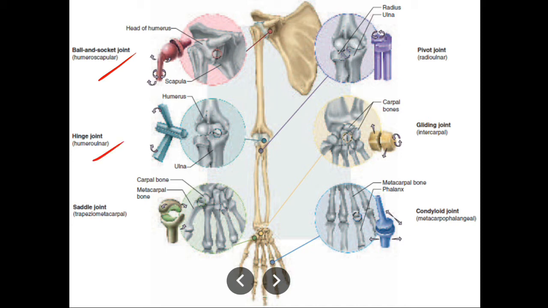We have here the saddle joint. Here we go to the example of the saddle joint, between the carpal and metacarpal. Here we go to the example of the pivot joint between the head of the radius and the ulna proximally. We have here the gliding joint between the intercarpal, and we have here the condyloid between the metacarpophalangeal joint. So that is also important. These 6 kinds need to be remembered with their examples.